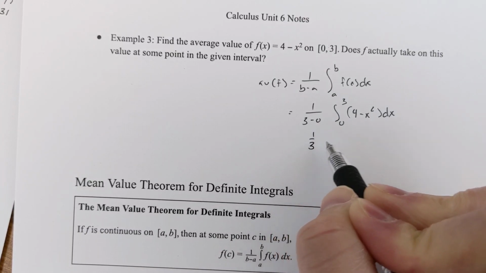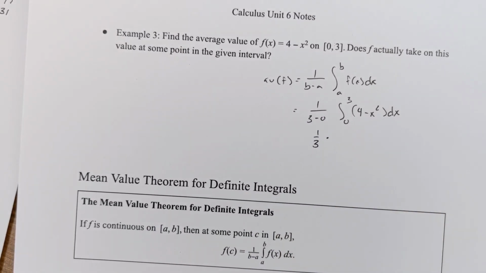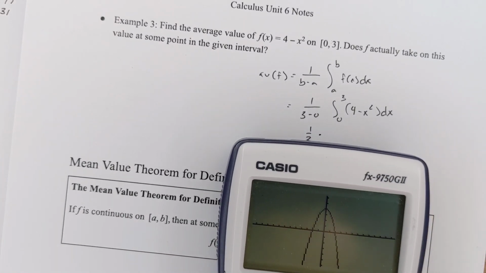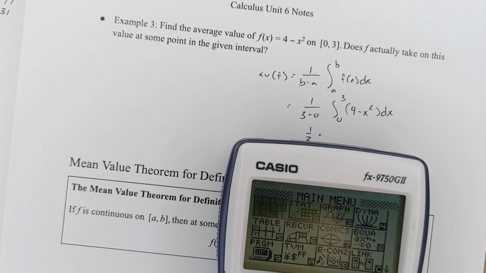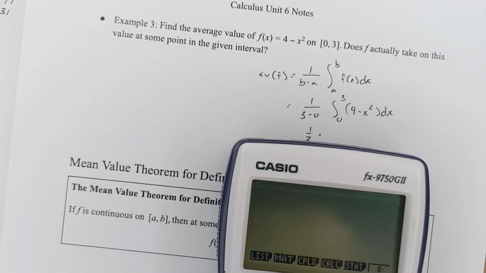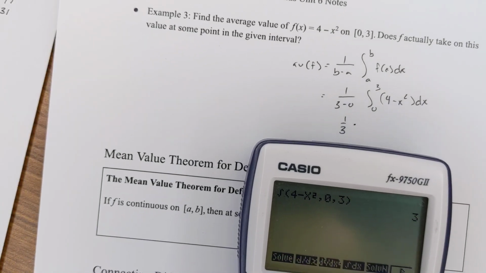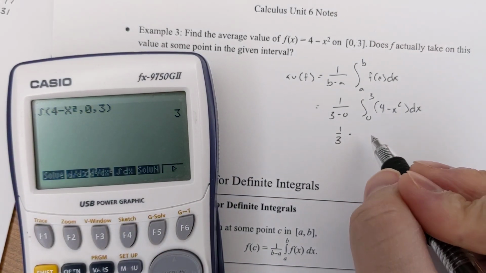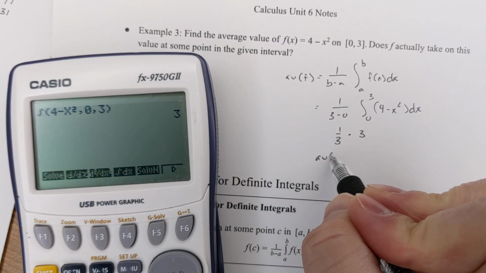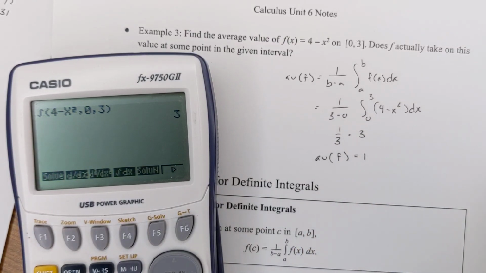Well, this is 1/3. This I'm going to use my calculator for. I'm going to use the numerical integration. So menu, calculate, integrate 4 minus x squared from 0 to 3. Gives me a value of 3. So this integral comes out to be 3. So the average value of f is just 1.